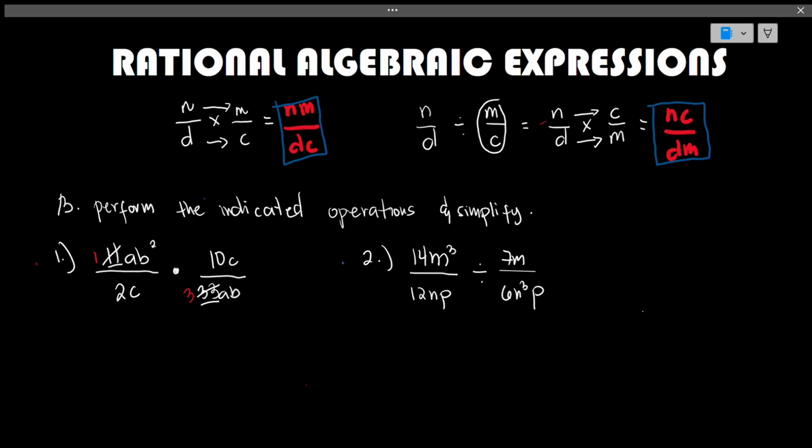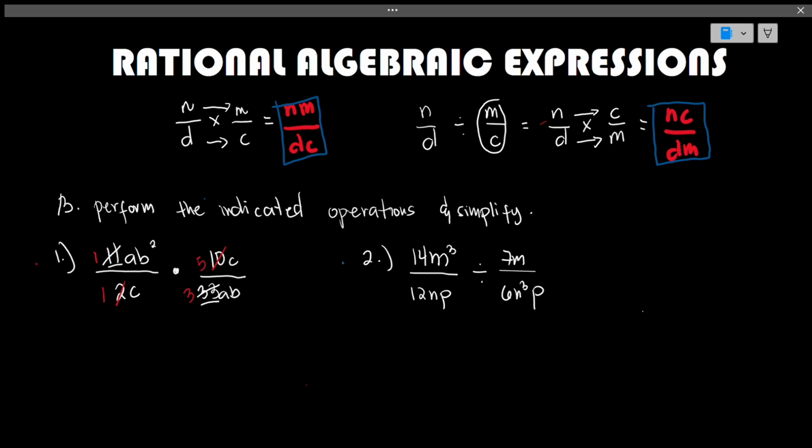Next, we also have 2 and 10 that have a common factor, so we can cancel this. Their common factor is 2. So 2 divided by 2 will become 1. 10 divided by 2 will be 5. Now, we're done with the numerical coefficients. Let's go on and try to cancel out some of the variables there.